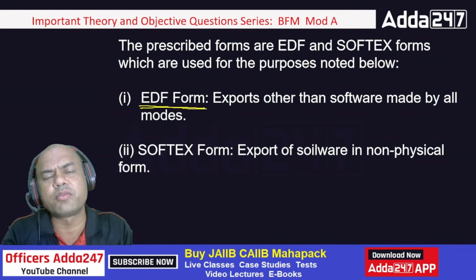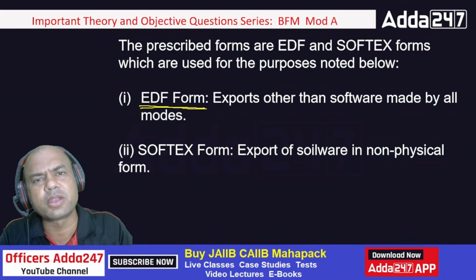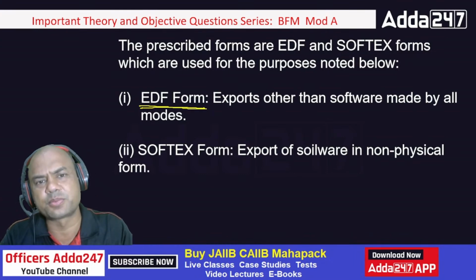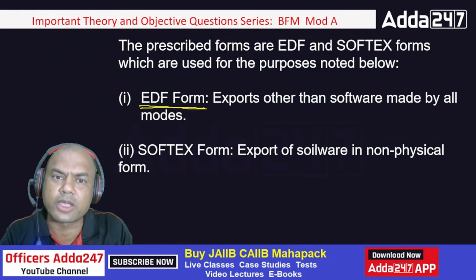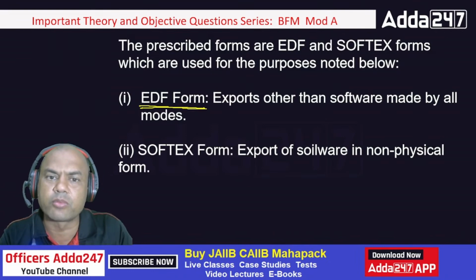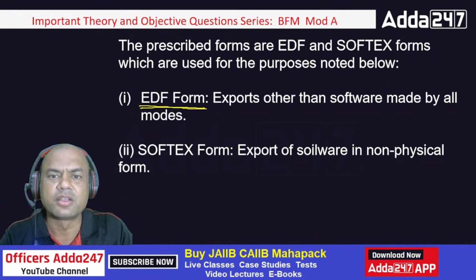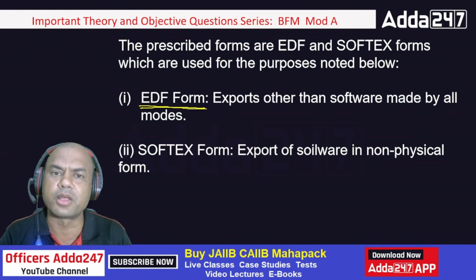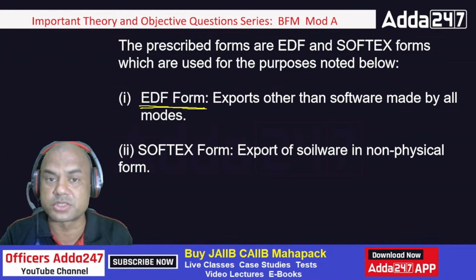Earlier what did we have? We had all these PP form, SDF form. Now the government has unified everything. It says you do any physical exports, you send it through ship, air, truck, bus, you carry it yourself, walking to USA, anything, or you send it through post or courier also, EDF form is a common form now. So exports other than software made by all modes.